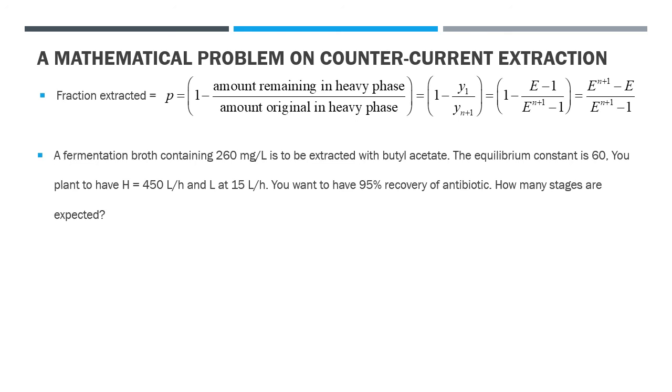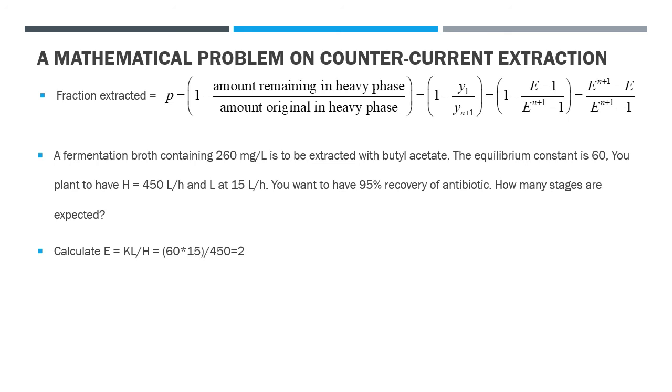Now we'll be solving one numerical problem given here. We have a fermentation broth, concentration is 260 mg per liter, which is to be extracted with butyl acetate. The equilibrium constant is given as 60. You plan to have a heavy phase flow rate of 450 liters per hour, and a latter phase flow rate of 15 liters per hour. We want to have 95% recovery of the antibiotic. How many stages are required here?